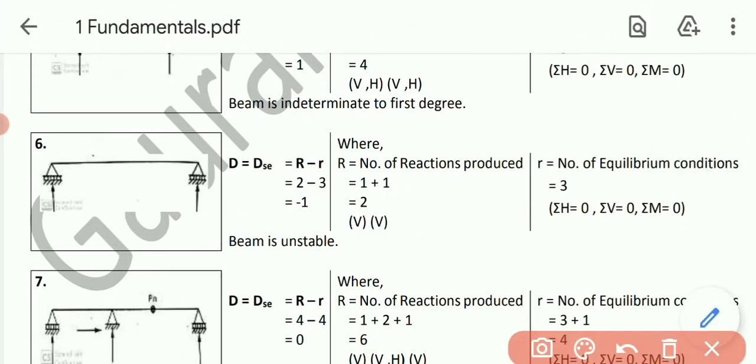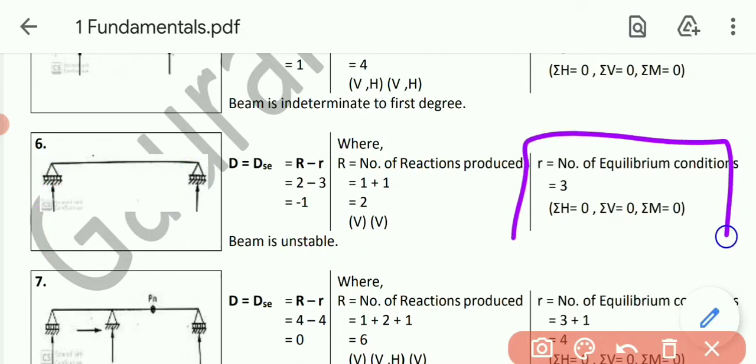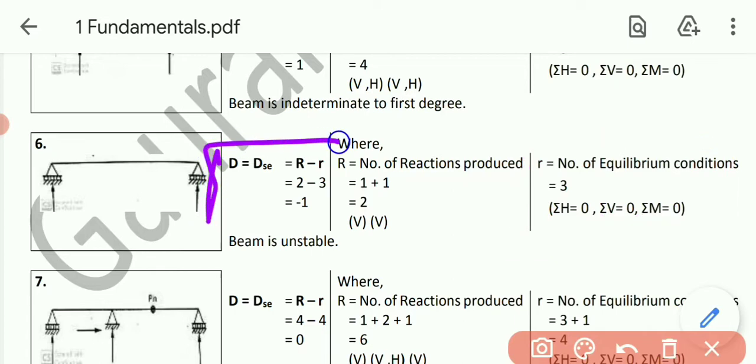Then this one, example number 3. A beam having 2 roller supports. In case of a roller support, only one reaction will be produced, one vertical, this one. Over here also a roller support is there, only one reaction will be produced, this one. So 1 plus 1, 2, so capital R's value is 2. Small r is always 3, the number of equilibrium conditions. Let's put down these values. DS equals capital R minus small r, capital R 2, small r 3. So 2 minus 3, the answer comes negative.